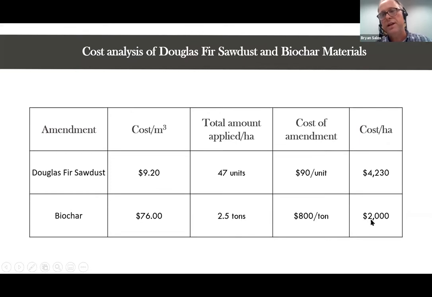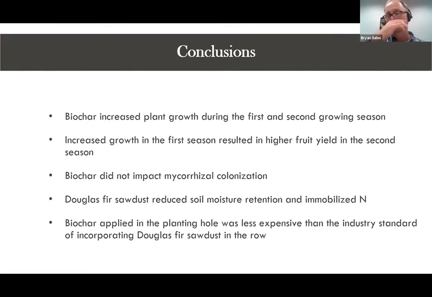It comes to about $2,000 a hectare. So if growers are willing to put this in the planting hole instead of incorporating it in the row, there's quite a benefit to using biochar, but it just depends. Okay, so our conclusions from the field study are that biochar increased plant growth during the first and second growing season. That first growing season, the higher growth resulted in a higher fruit yield in the second.